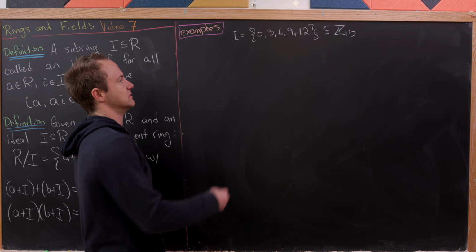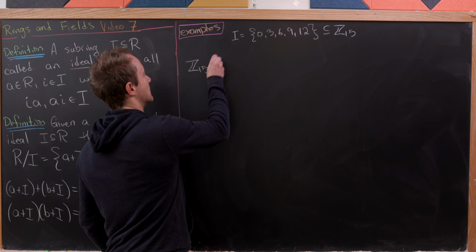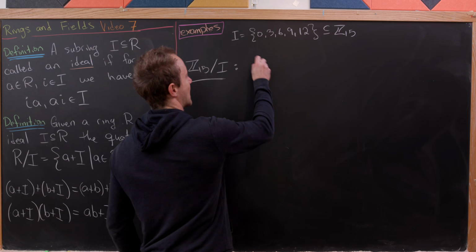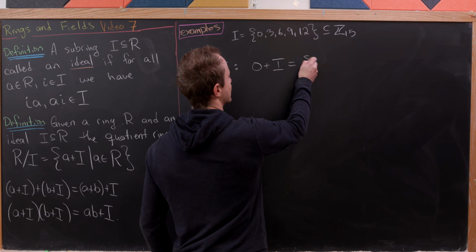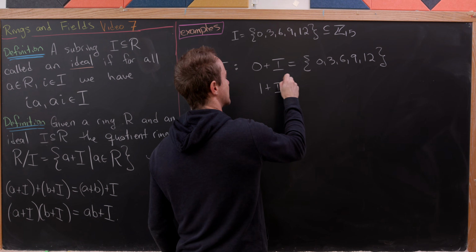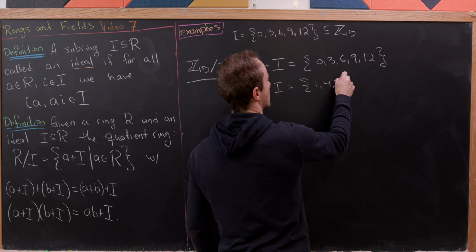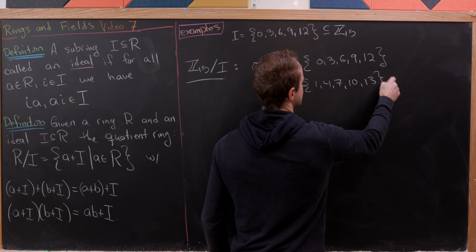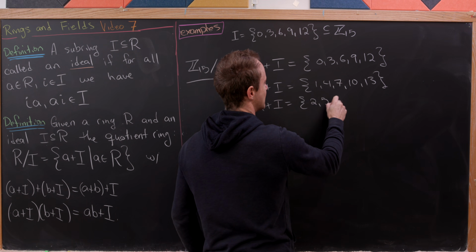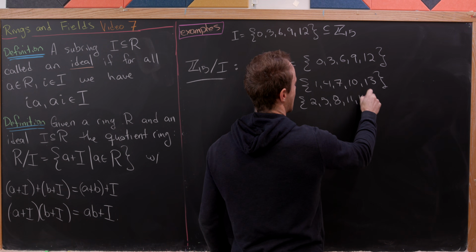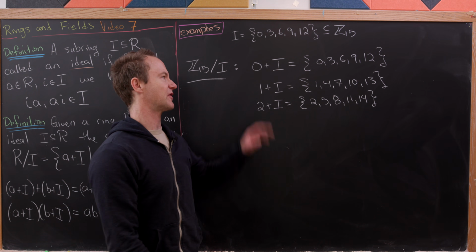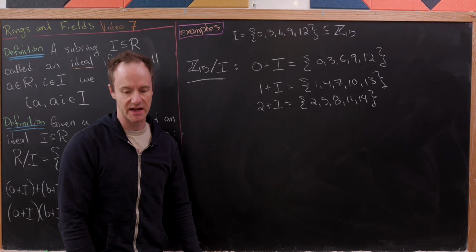So now what I'd like to do is look at Z15 mod this ideal, so that quotient ring. Let's observe that we've got 3 cosets. We have 0 plus I, so that's 0, 3, 6, 9, 12. We'll have 1 plus I, which is going to be 1, 4, 7, 10, 13. And then finally 2 plus I, which is equal to 2, 5, 8, 11, and 14. I'll leave it to you, but you can pretty easily check that 3 plus I is going to be the same thing as I, and so on and so forth.